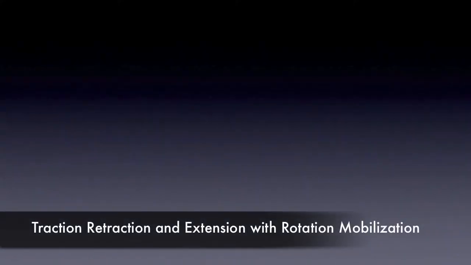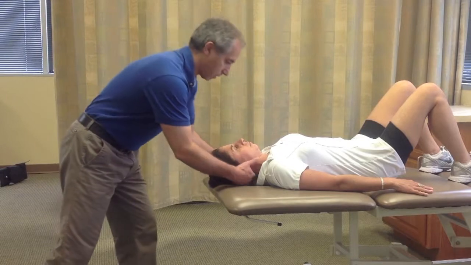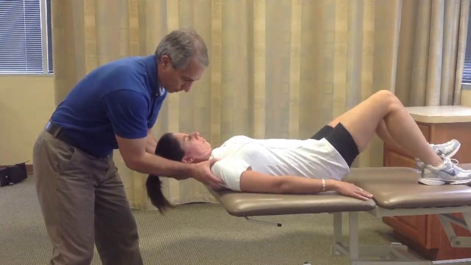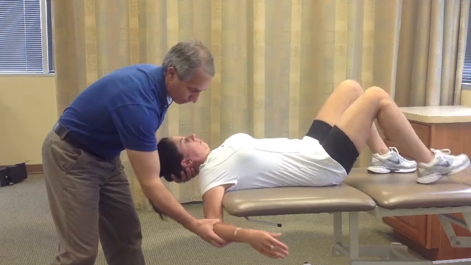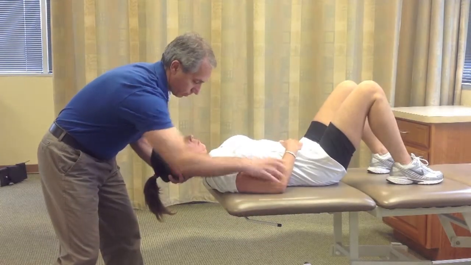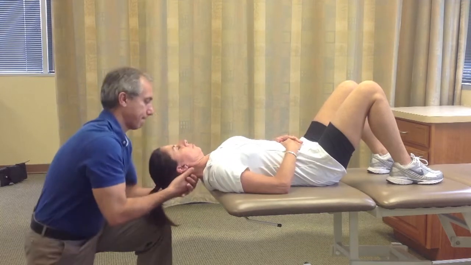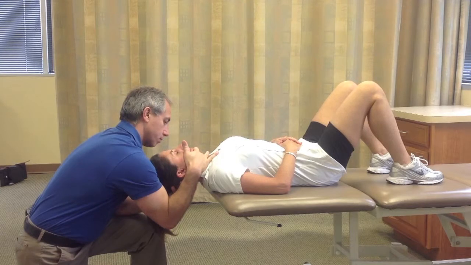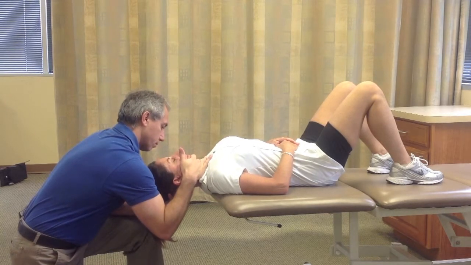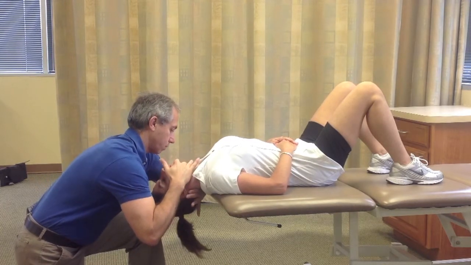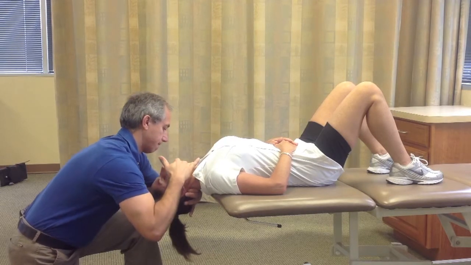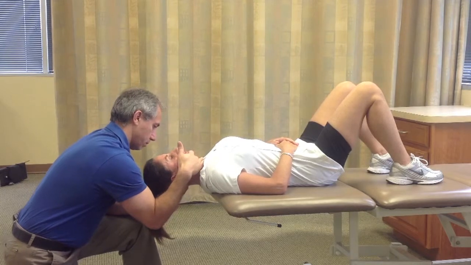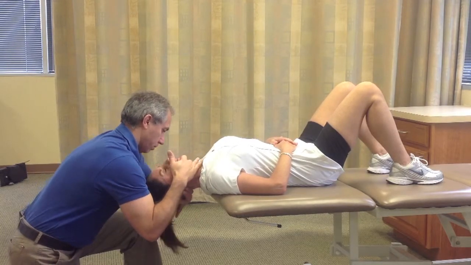Traction, retraction, and extension with rotation mobilization. The therapist passively performing traction, retraction, extension with rotation mobilization achieves a progression from the previous patient-generated force technique to this therapist-generated force technique. He cradles the patient's head with the dominant arm and places his index finger in front of the patient's chin and the middle finger underneath it. All other fingers are loose to avoid pressure on the patient's anterior neck.